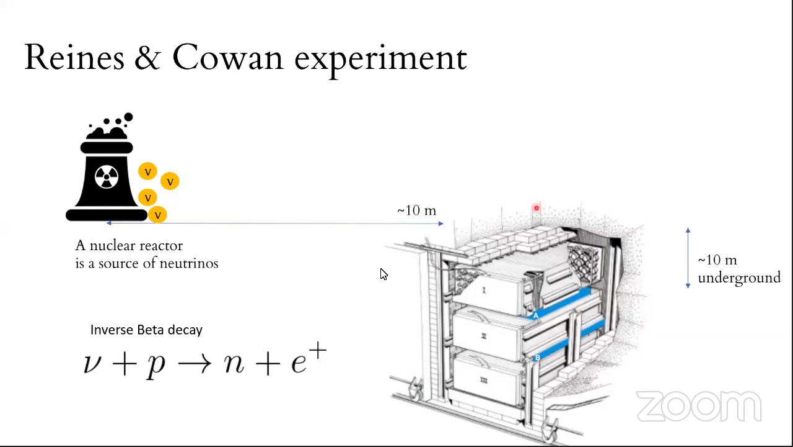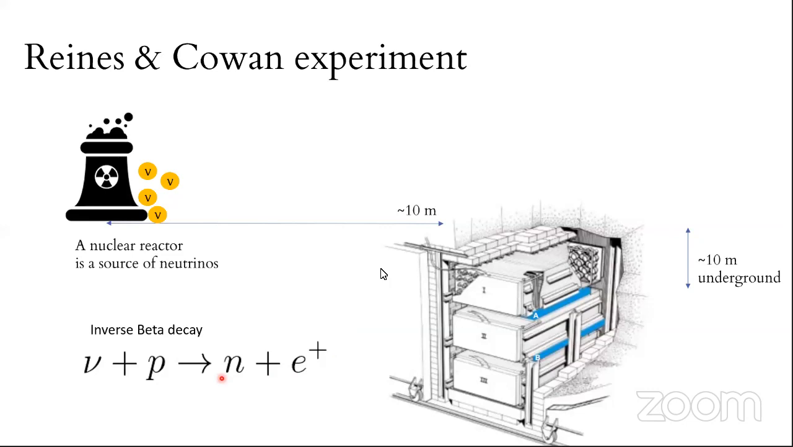So here is the detector setup. A and B are tanks with water. And 1, 2, and 3 are detectors, which are scintillation detectors. The details are not required now. Probably you will come to know them in the next few lectures. So A and B are target material for the neutrinos. Neutrinos can interact in A or B with the protons, and they produce neutrons and positrons.